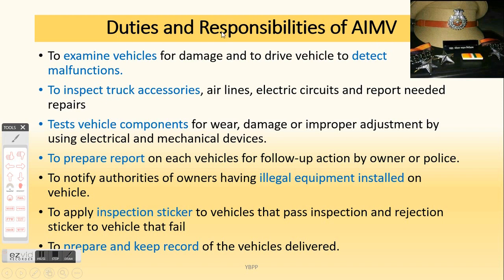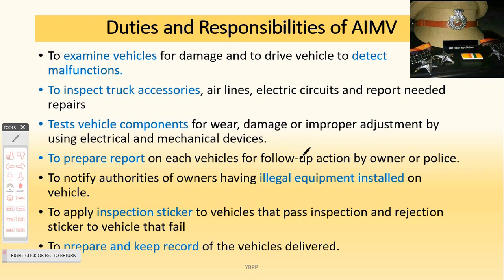The first duty is to examine vehicles for damage and to drive vehicles to detect malfunctions, to inspect truck accessories, airlines, electric circuits and report needed repairs, to test the vehicle's components for wear, damage or improper adjustment using electrical and mechanical devices, to prepare a report on each vehicle, to follow up action by owner or police, to notify authorities of owners having illegal equipment installed on vehicles, to apply an inspection sticker to vehicles that pass inspection and rejection stickers to vehicles that fail, and to prepare and keep a record of the vehicles delivered.